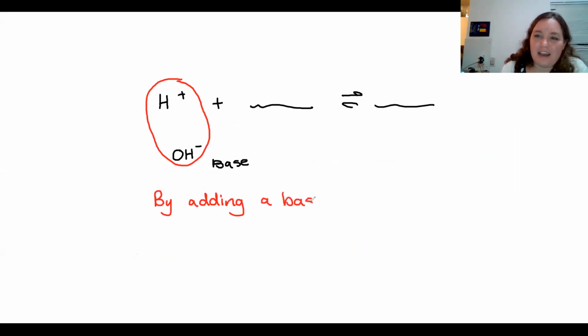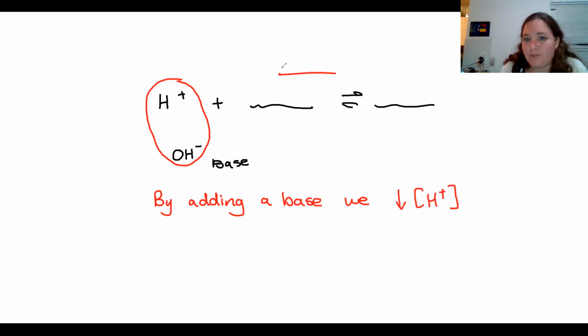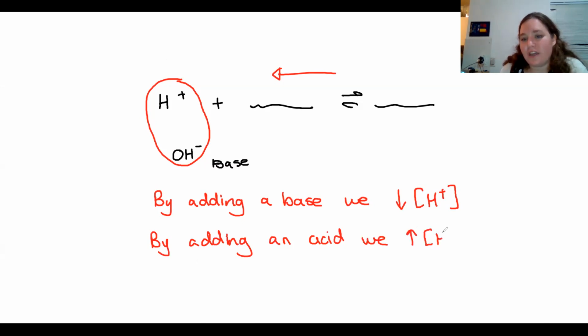And what can happen is that by adding a base, kind of through the common ion effect, there isn't actually another name for it because there isn't anything in common. It's kind of like an anti-common ion. Okay? By adding a base, we can decrease the concentration of H plus. And if the H plus is a starting material, that would favor the reverse reaction. Okay? If I added in an acid, so this is an alternative here, we could also have the same thing where we increase the concentration of H plus.